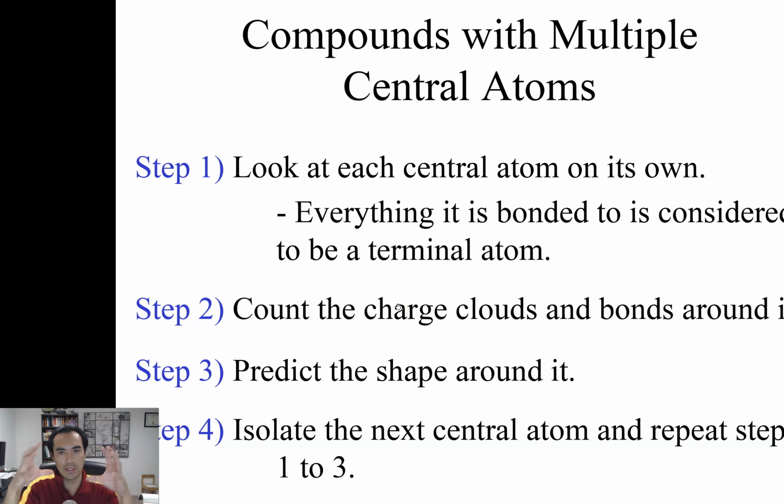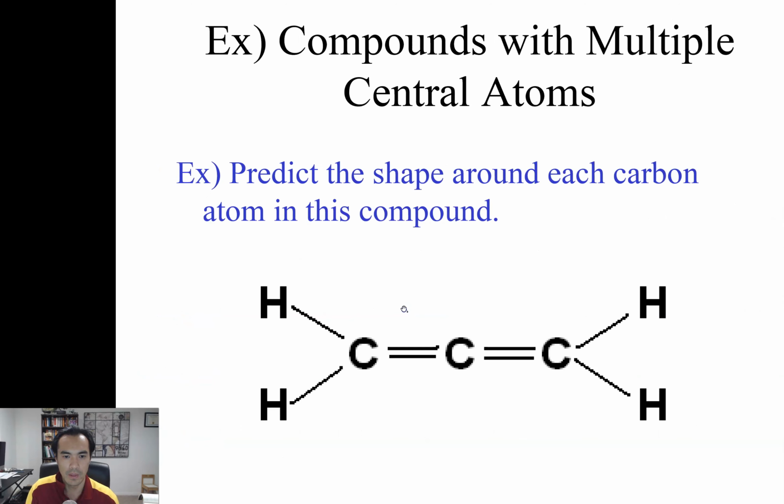So again, we're looking at the central atoms and then finding out what's around them, and you're going to have these multiple shapes. So here's an example of a carbon. This is a very common type of molecule where you have carbon in the middle, attached to 2 other carbons. The question is, predict the shape around each of the carbon atoms in this compound. The central one is carbon here, but we also have a CH2 on the left and a CH2 on the right side. So let's discuss how we're going to go about doing that.